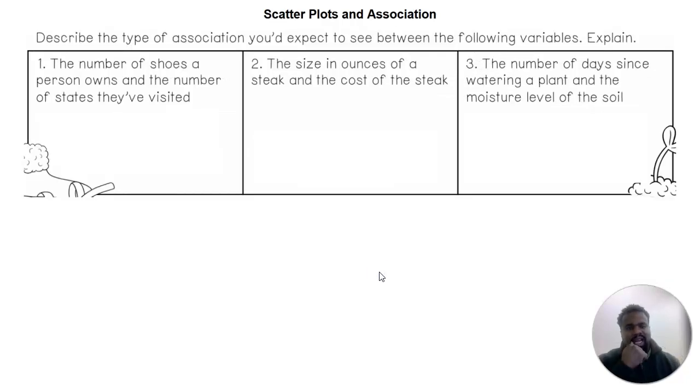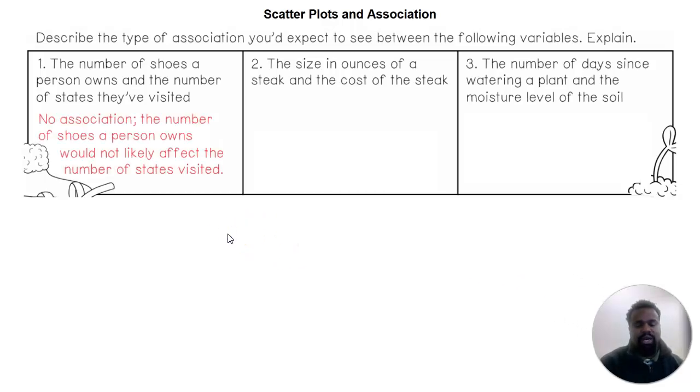All right. So then let's think about this using real world situations. Let's think about their type of association. The number of shoes a person owns and the number of states they visit. Does the number of shoes a person owns affect or have any association with the number of states a person visits? No, it doesn't. So therefore it will be no association.